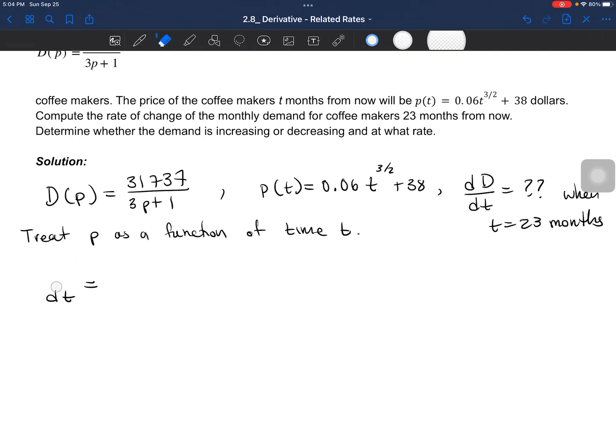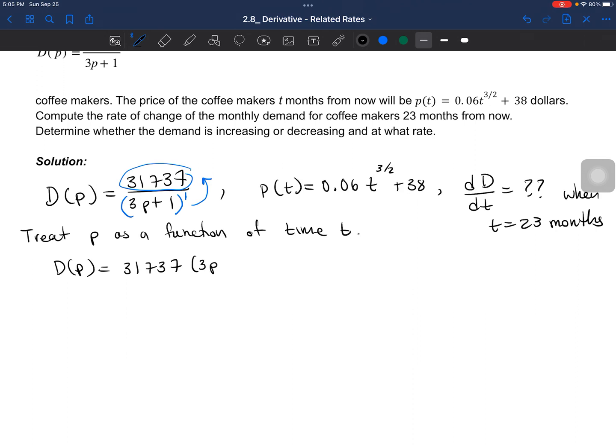So when we take the derivative of D over dt, before we do that, maybe I will suggest a small thing. If we try to do the derivative at this moment, we probably would have to use the quotient rule because we have a function over a function. But there's an alternative way we can do this. We can think about this as being a power of negative 1, and since there's only a constant on top, we can move this to the top. What I mean by this is D(P) is equal to 31,737 times the quantity 3p plus 1 to the negative 1.